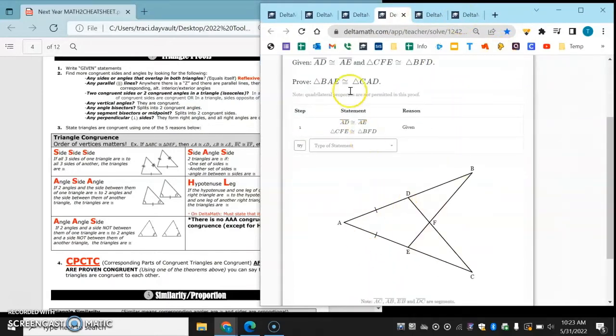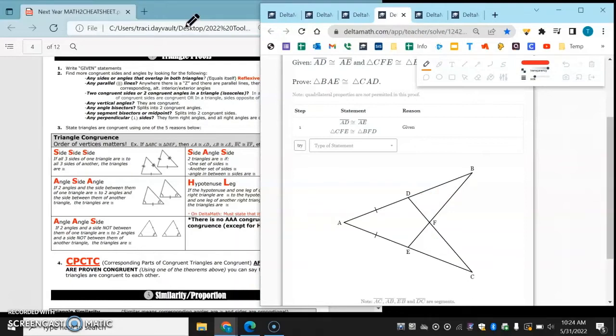We have 2 segments that are congruent, AD and AE, and this one's actually going to give us that 2 triangles are congruent. Triangles CFE and BFD, those are these smaller triangles right here and right here. So we know that those 2 triangles are congruent. Because those 2 triangles are congruent, that's going to give us a lot of information.